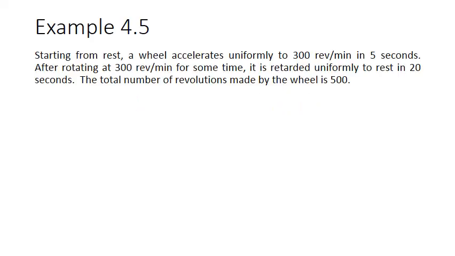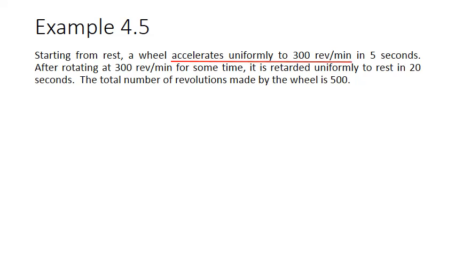Now let's take a look at example 4.5. This example is similar or almost identical to example 4.2, where we explored the linear kinematics of a train moving between two stations. Now, this example says that starting from rest, a wheel accelerates uniformly to 300 revolutions per minute, or RPM in short, in 5 seconds.